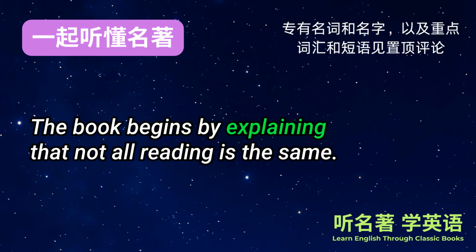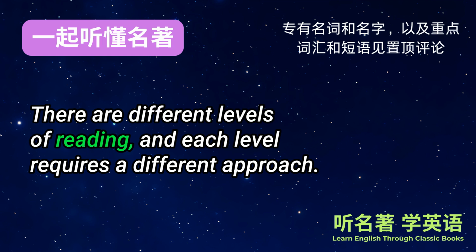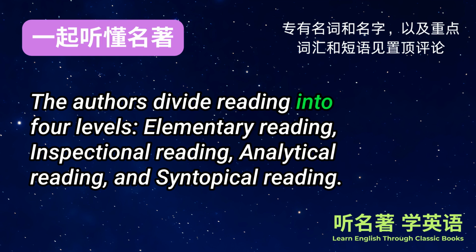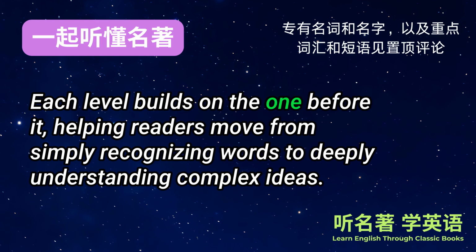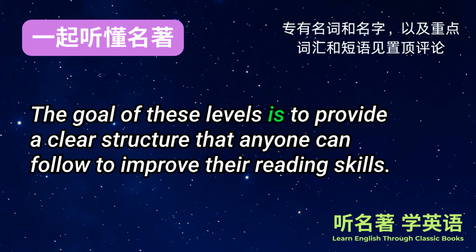The book begins by explaining that not all reading is the same. There are different levels of reading, and each level requires a different approach. The authors divide reading into 4 levels: elementary reading, inspectional reading, analytical reading, and syntopical reading. Each level builds on the one before it, helping readers move from simply recognizing words to deeply understanding complex ideas. The goal of these levels is to provide a clear structure that anyone can follow to improve their reading skills.